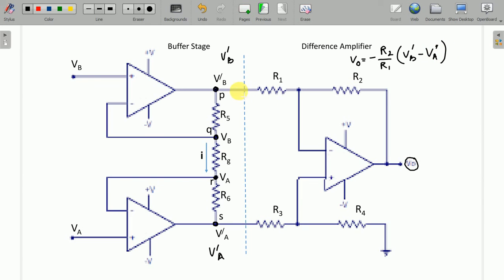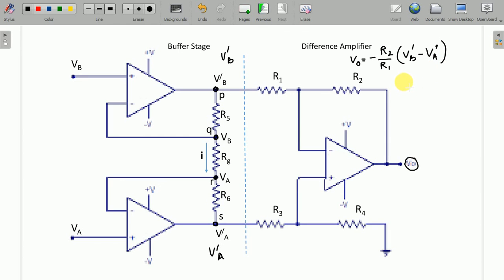VB dash, because at this point what is the input, that is nothing but VB dash. At this point what is the input, VA dash or V dash A, whatever. So here the output is nothing but minus R2 by R1 times V dash B minus V dash A. This we know very well.